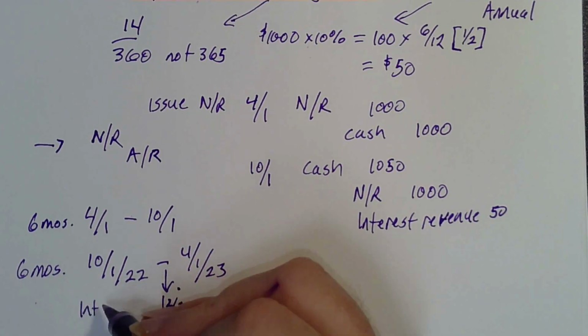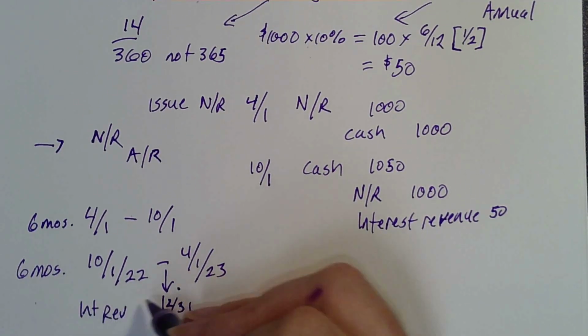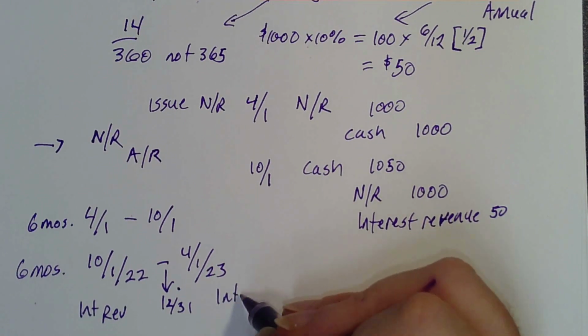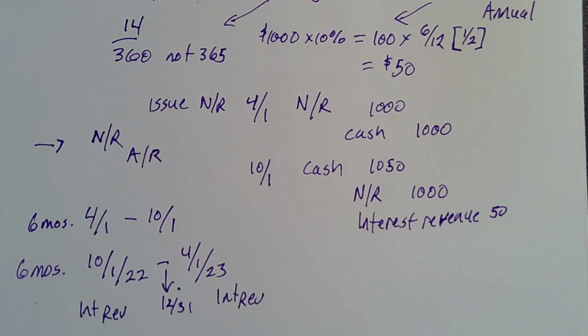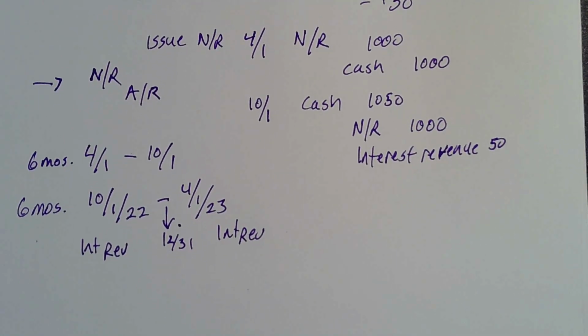So we're going to have to do something to recognize some of the interest revenue here and some of the interest revenue here. And that's the proper way to recognize revenue, even if we don't get paid the cash. We need to recognize that we had loaned out the money for part of 22 and part of 23. Therefore, the interest revenue will be earned in both of those years.